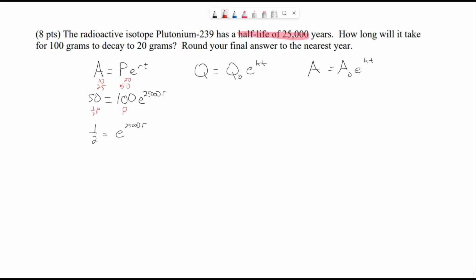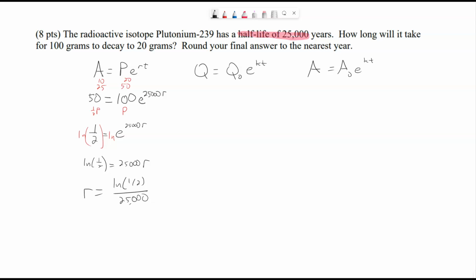We can now proceed to solve for r. Taking natural log of both sides, we have natural log of 1/2 equals 25,000 r. And then if I divide by r, I get r equals natural log of 1/2 divided by 25,000.